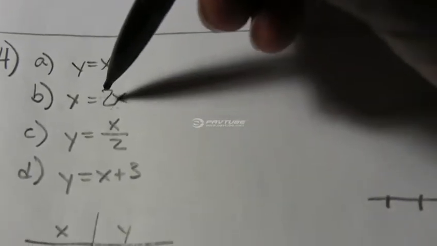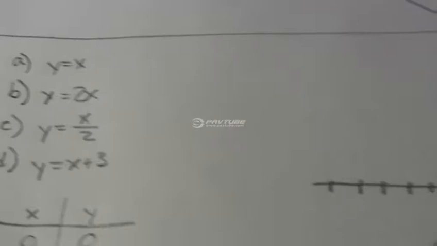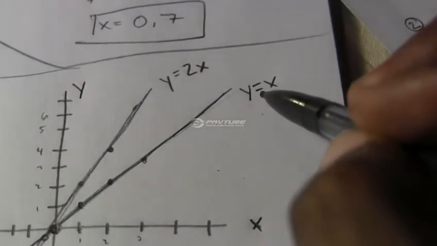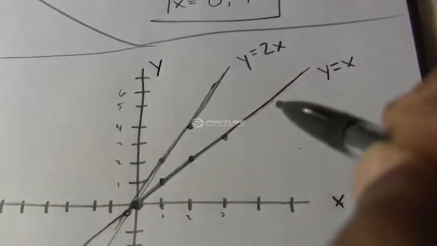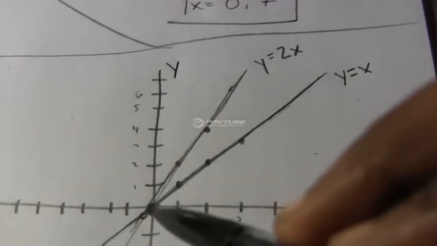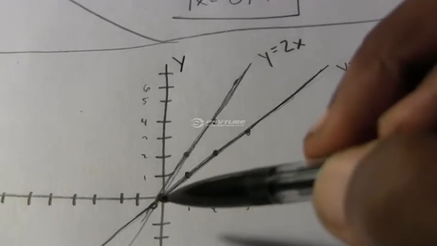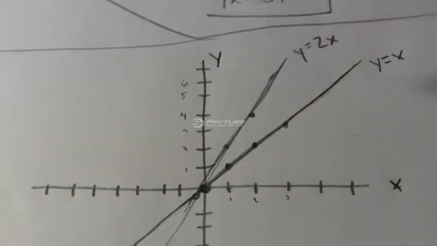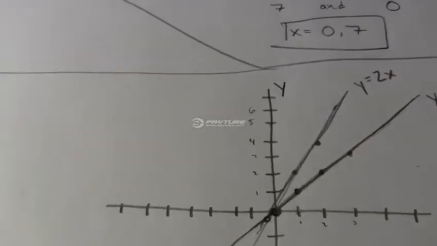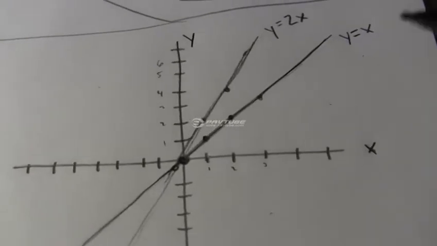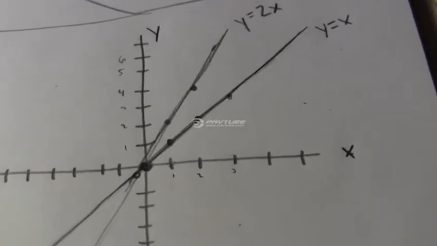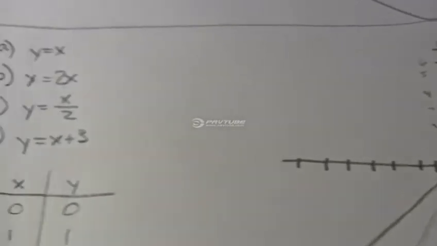When I put a number that's bigger than 1, it makes it steeper. So this is our y is equal to 1x. It's kind of just going angled to the side. Y is equal to 2x is going much steeper. If it had been 3x, it would be steeper. If it was 10x, it would be steeper. 100x would be extremely steep. Any number that's bigger than 1 is going to make it more steep.